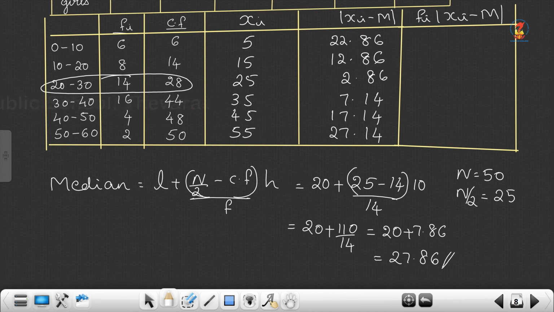Now multiply that with fi. So 22.86 into 6. So you have to calculate that.